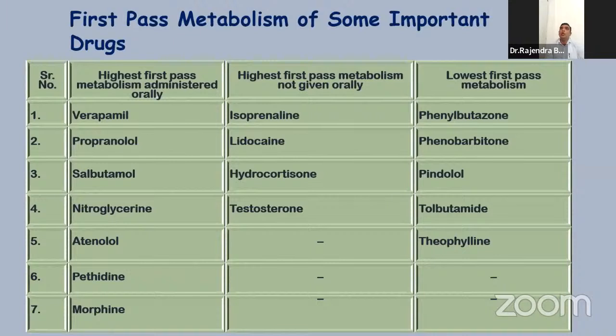Then the lowest first pass metabolism. Which drugs have the lowest first pass metabolism? How can you remember? PPT. What is PPT? P, phenylbutazone. What is phenylbutazone? Phenylbutazone is an NSAID. Phenylbutazone is a pyrazolidine derivative. What is the active metabolite of phenylbutazone? That is oxyphenbutazone.